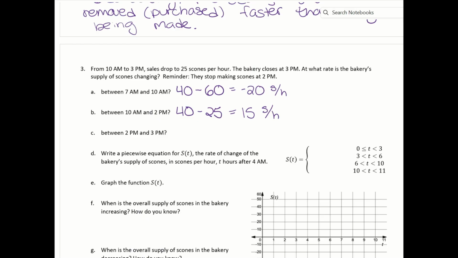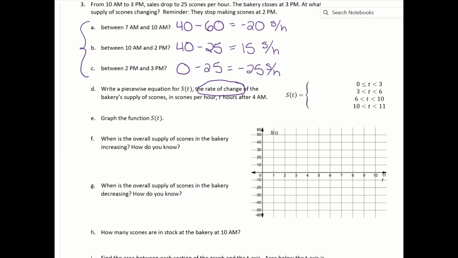And then finally, between 2 and 3 p.m., no more scones are being made and they're still being purchased at a rate of 25. So the rate is negative 25 scones per hour. So what we're going to do is write a piecewise equation for the rate of change. Remember, these are the 3 rates of change that we're going to make. And so really we're going to do 4 because we're going to talk about before the bakery opens as well.